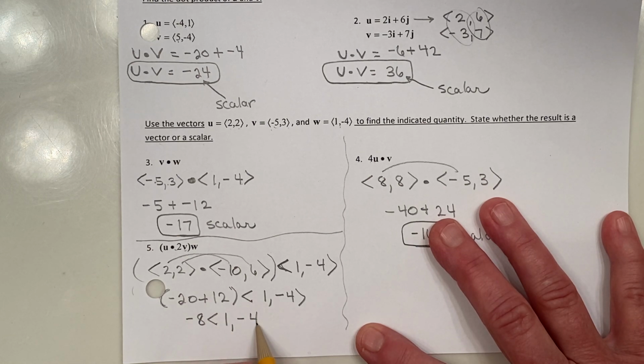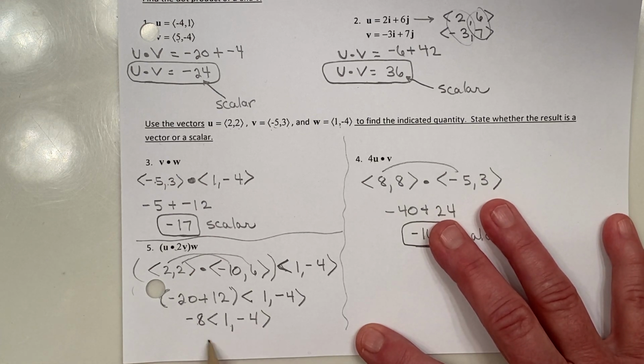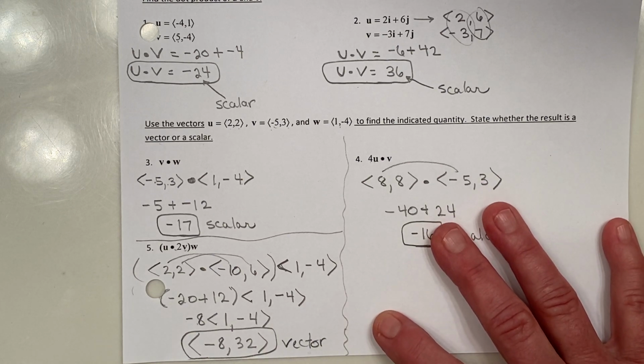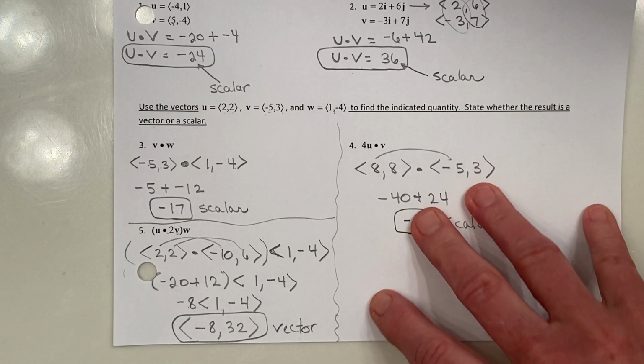So I'm going to have a scalar times a vector, and that just means from the property that I multiply negative 8 into each of these components. So I get negative 8, positive 32. And we can see we don't get a number as an answer, we do get a vector. Okay, so that's vectors and dot products.